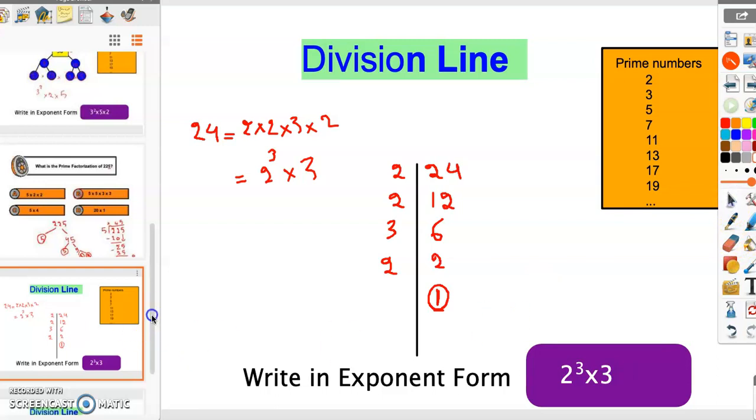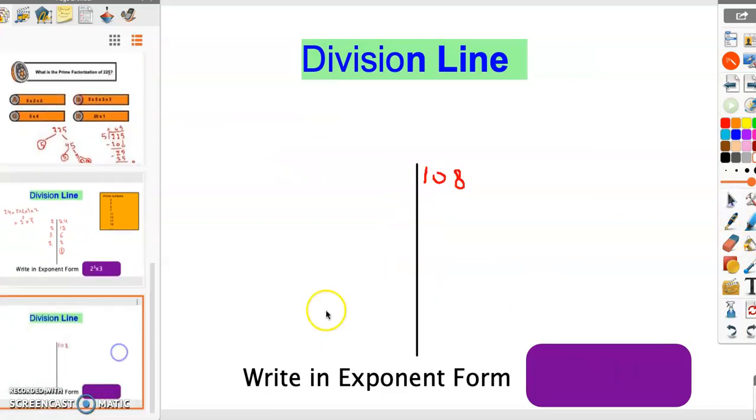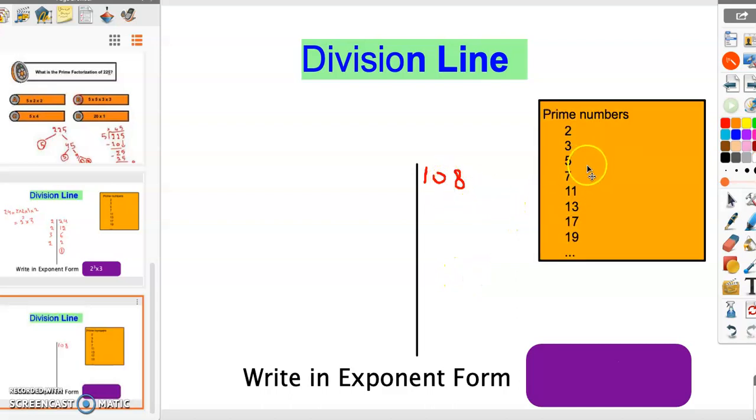Let's take another example. So find the prime factorization of 108. So prime numbers here. 108 is divisible by 2. 2 times what gives us 108? You can divide them. It's equal to 54. 54 also is divisible by 2. So 2 times 27 is equal to 54.